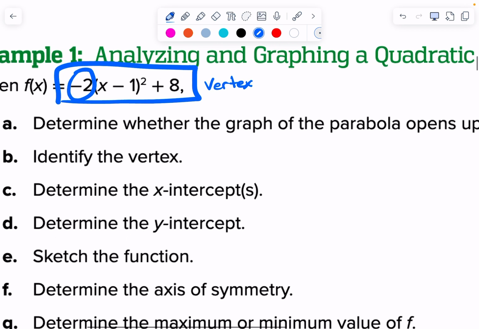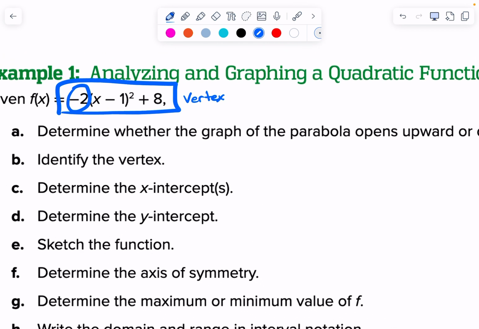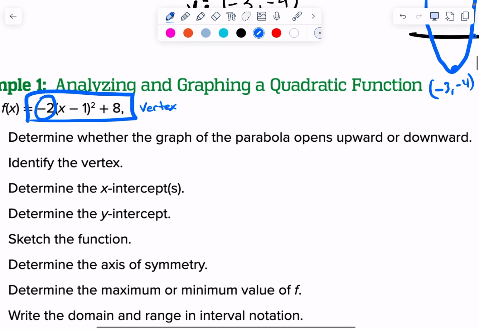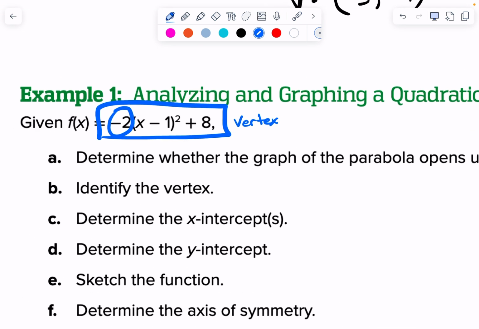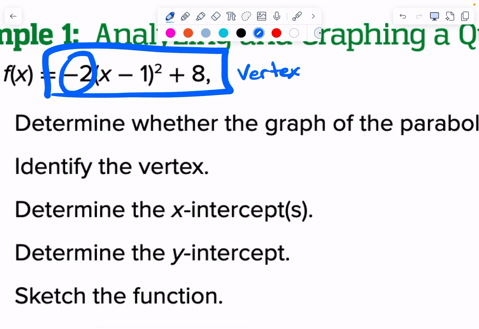Okay, so part A says determine whether the graph of the parabola opens upward or downward. Down, because it is negative out in front, right? Okay, identify the vertex. +1, +8, right? Because you only flip the sign of the middle one, the one inside. Okay, now it says determine the x-intercepts.